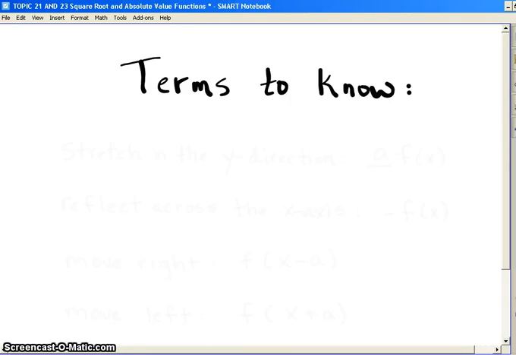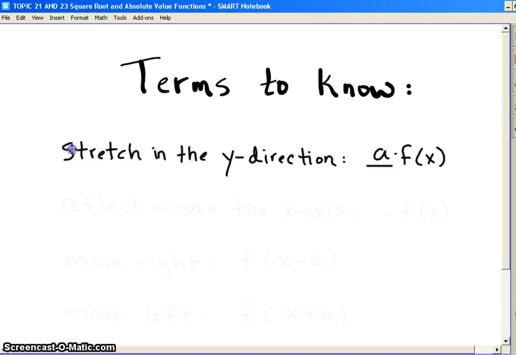The topic we're going to take notes on today is graphing square roots and absolute value functions using some transformations. But before we get started, find a little paper that you can jot down some of these terms that you need to know. When it says stretch in the y direction, that means you're going to multiply your function times a number, and that's what I'm using the letter A to represent, a number.